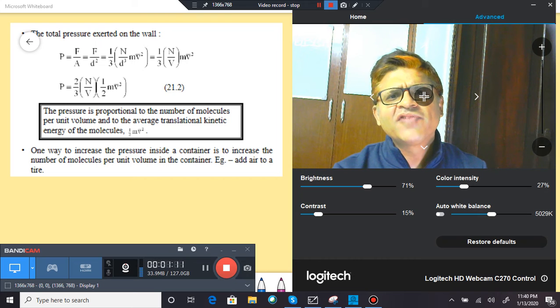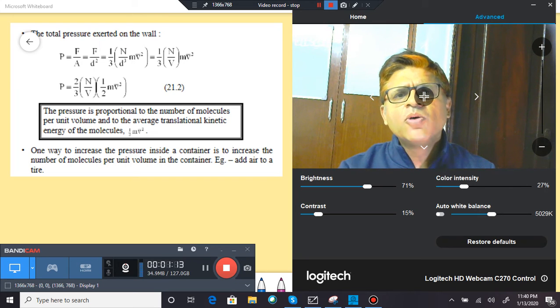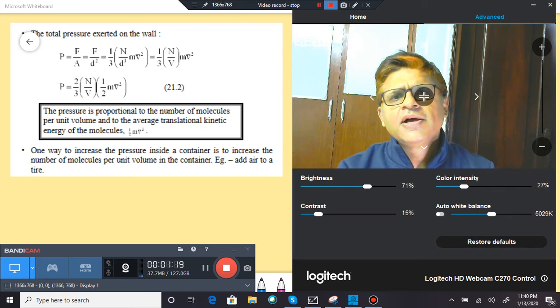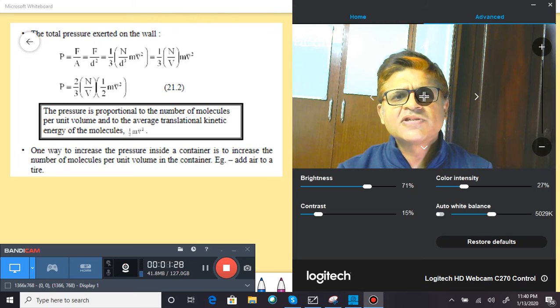Which means if you are filling a tire with more air, you're increasing the mass and you're increasing the pressure of the gas. This is what happens when you go to the petrol station and get the air filled up. The pressure goes up because the mass goes up. Always remember this expression next time when you visit your petrol pump.